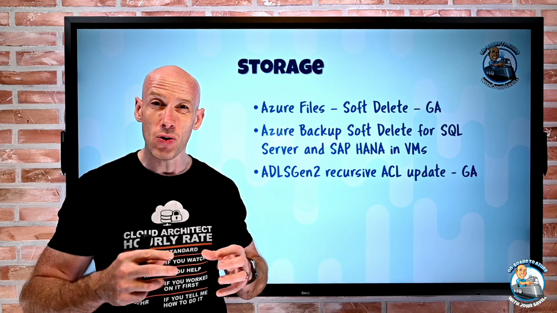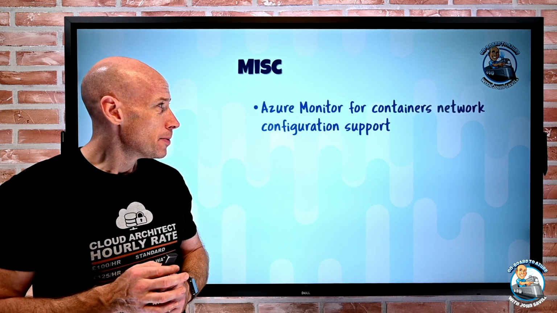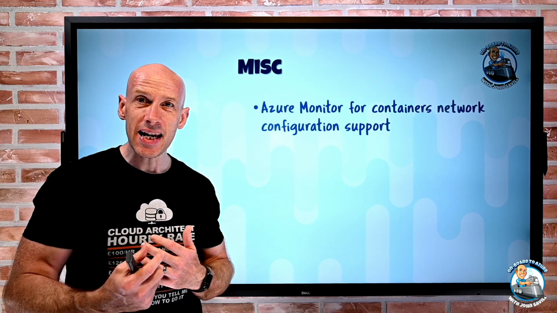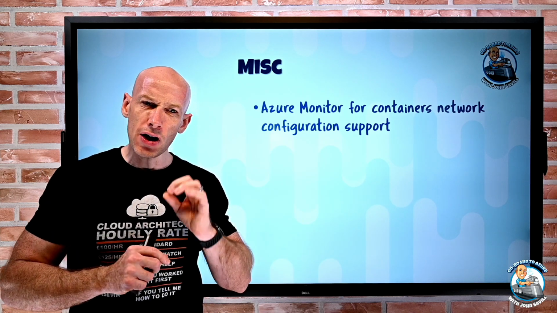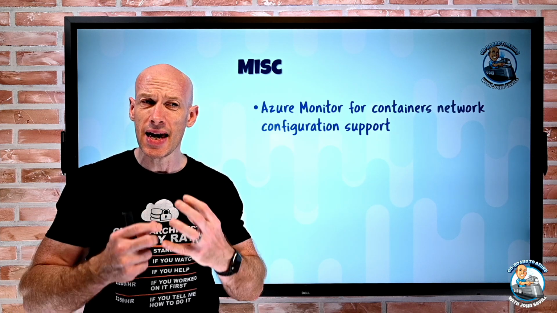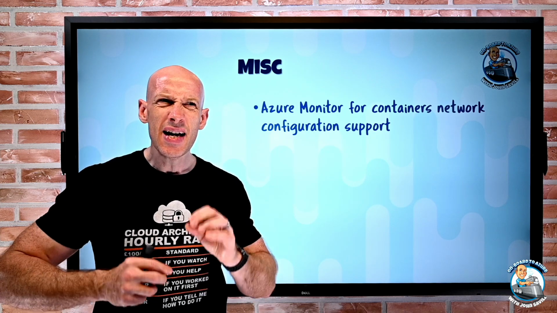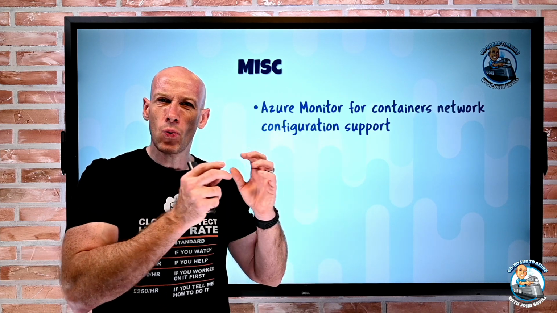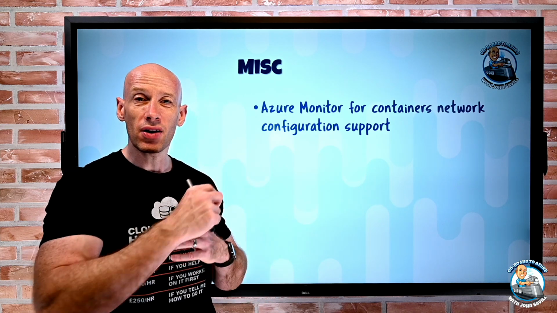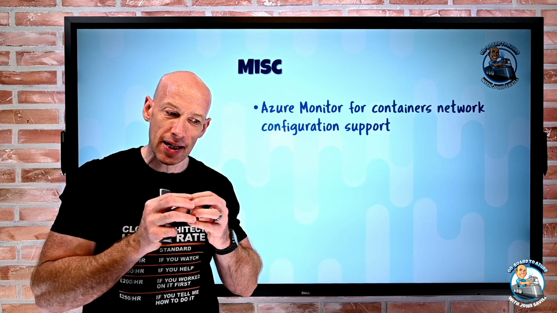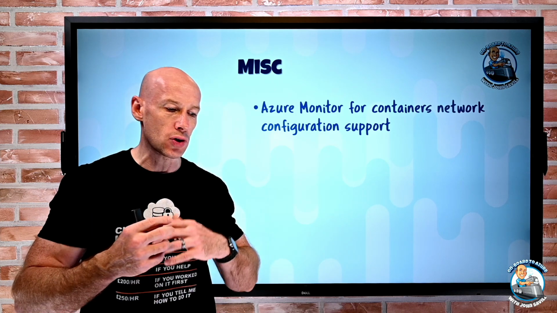So the files, the items actually within the folder. And miscellaneous, Azure Monitor for containers actually now has network configuration support. So network configuration for containers, AKS, is really about micro-segmentation between containers. It's like network security groups, but whereas network security groups are about micro-segmentation for virtual machines, network configurations are all about micro-segmentation between pods. I can have IP sets and groups and rules.